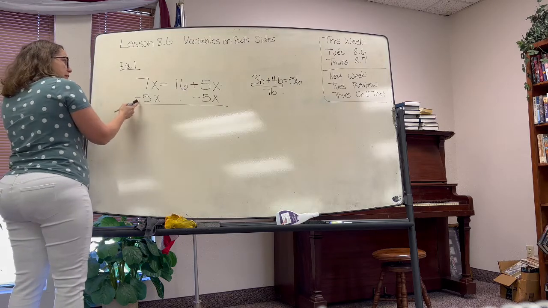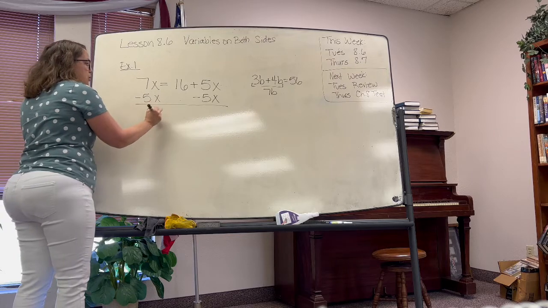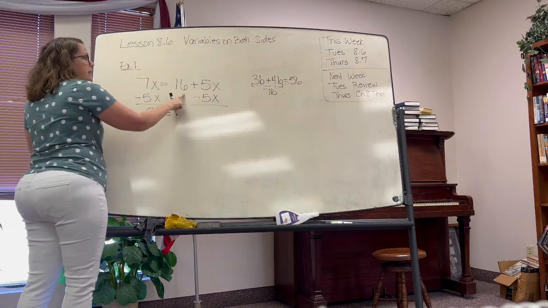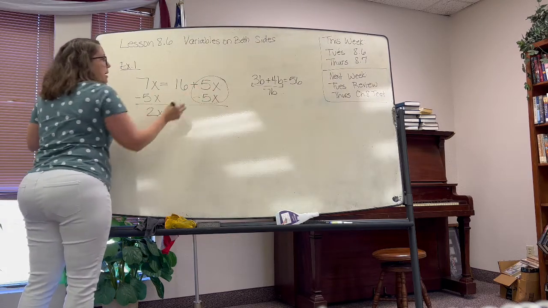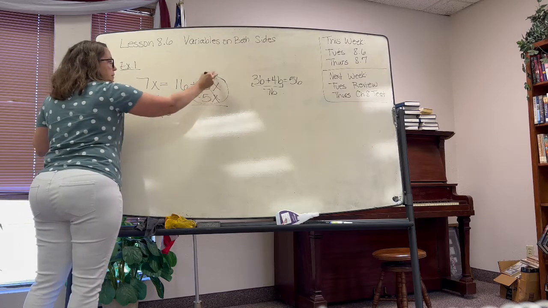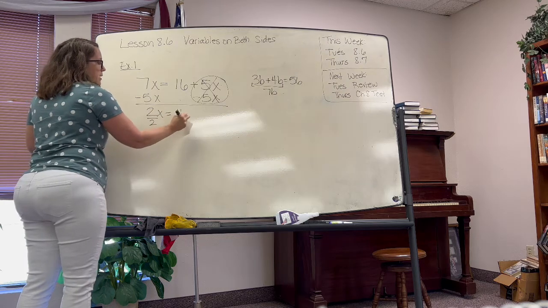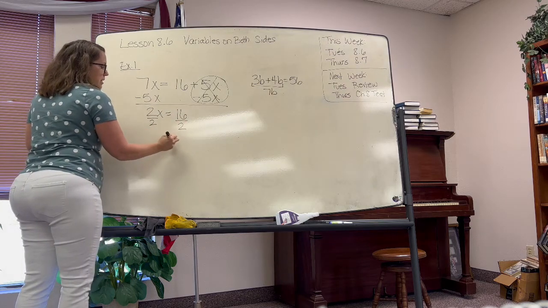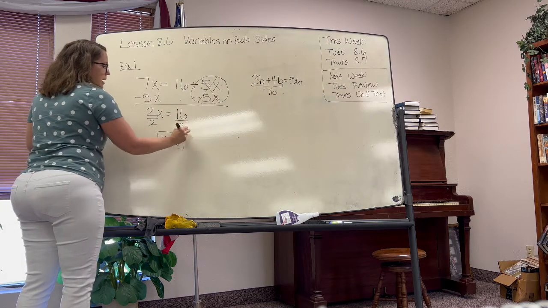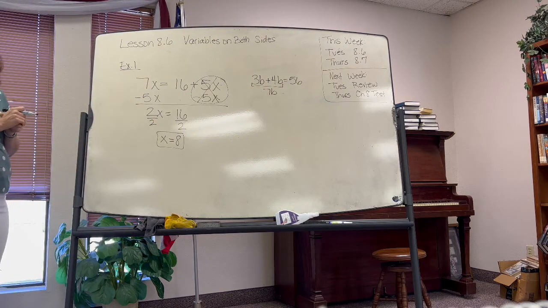So the left-hand side now is 7x minus 5x, which is 2x, and on this side, these two are going to make 0, right? 5x minus 5x is 0, so I just have 16. And then I divide by 2, just like we did on all our other equations, and our answer is x equals 8.